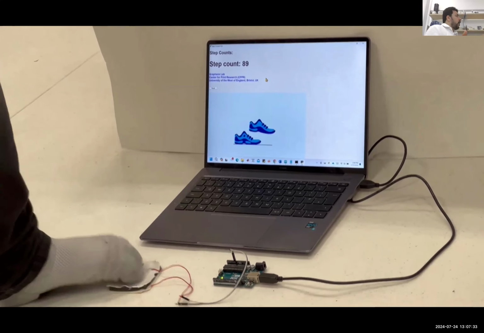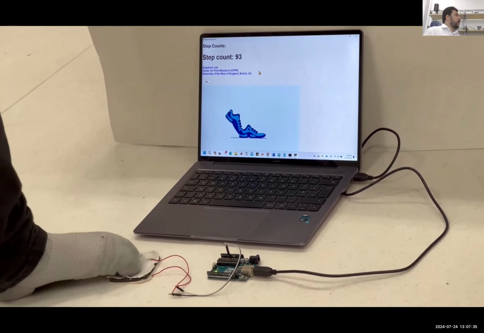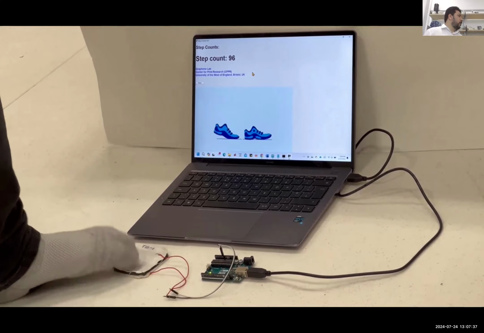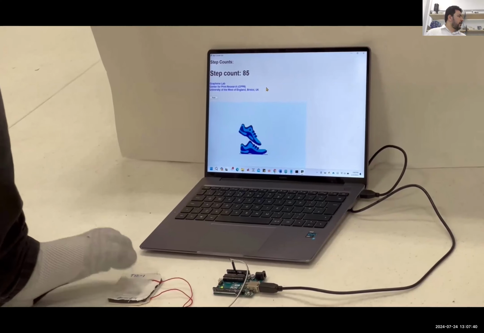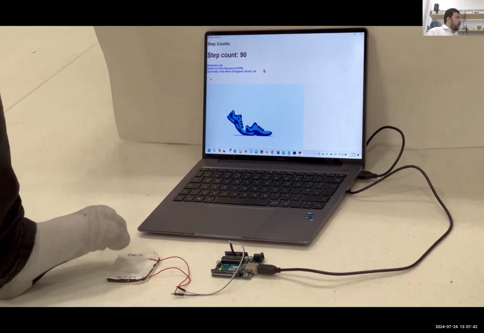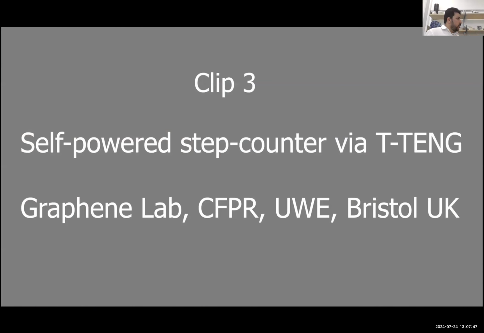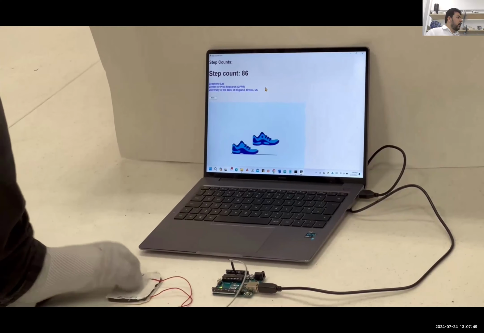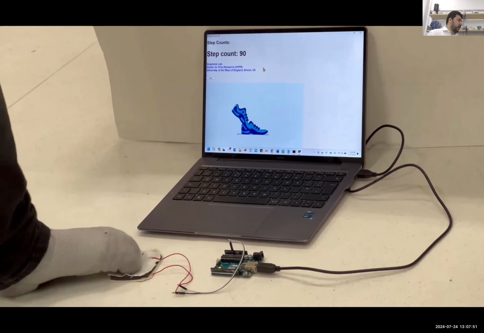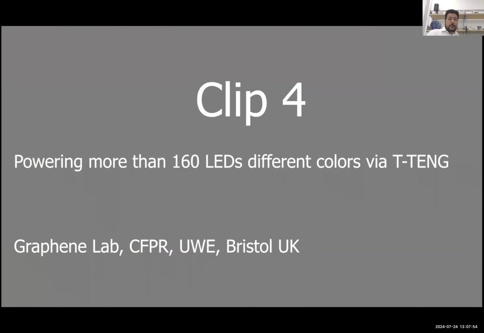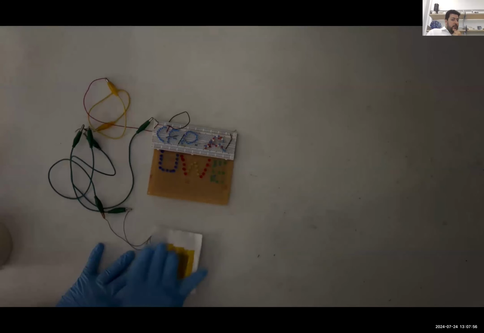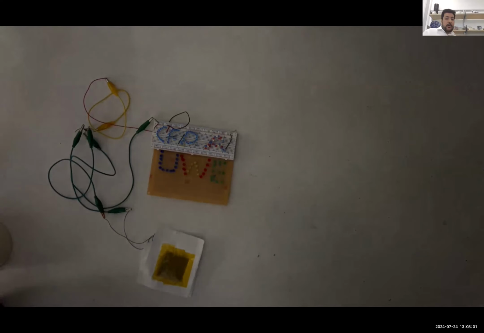Not only can you generate electricity, but you can also use this device as a self-powered step counter, or for many other sensing applications. You can use it as a button, as a switch, to play music, and for various applications in IoT. You can see in this video, it can power more than 160 LEDs, and in the dark you can see them glowing more.